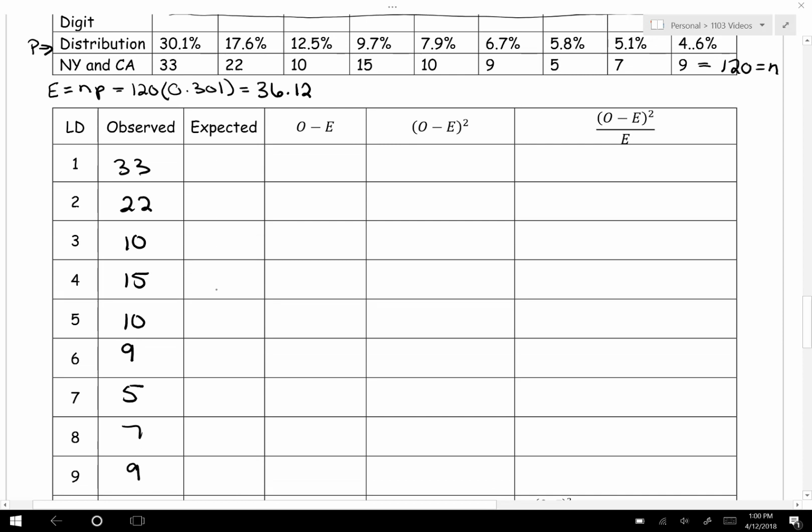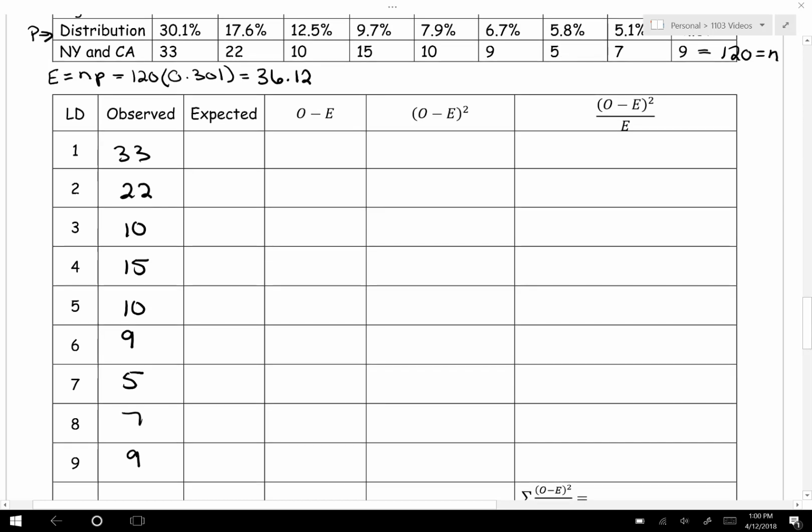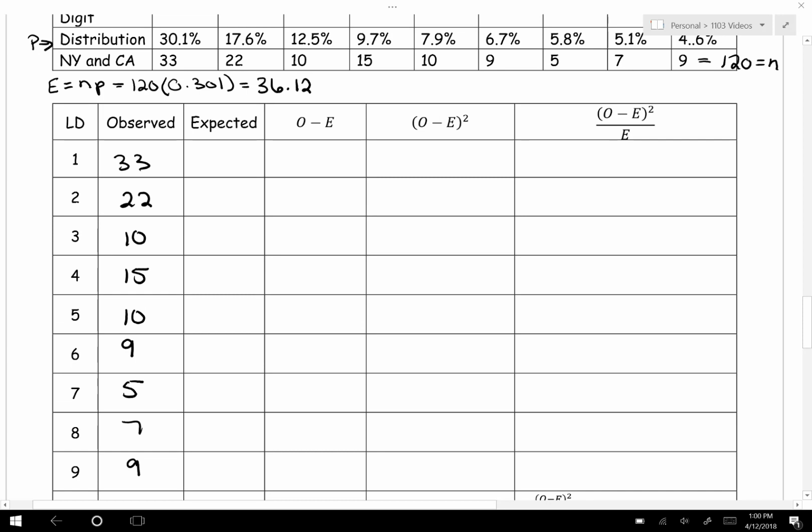Then we need to calculate all of our expecteds. So I've done the first one here. You take 120 times all of the numbers in the distribution row, so all of those percentages, and that's your expected values. So I'm going to go ahead and calculate the rest and fill in the table. And why don't you pause the video here and do it yourself and see if we come up with the same numbers.